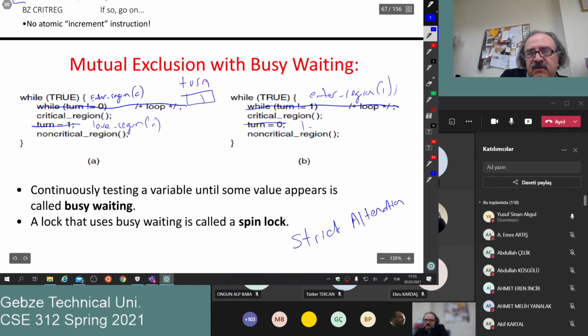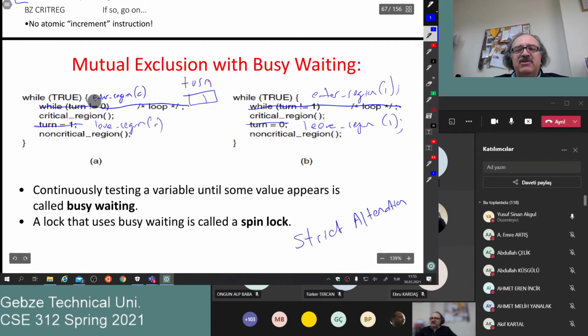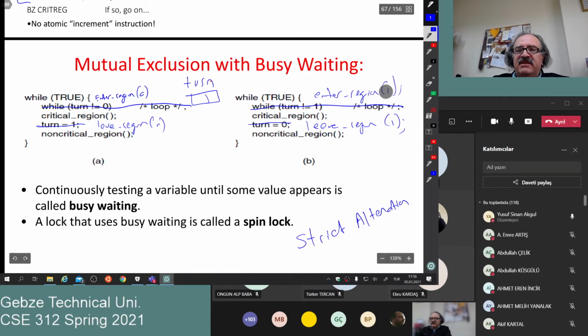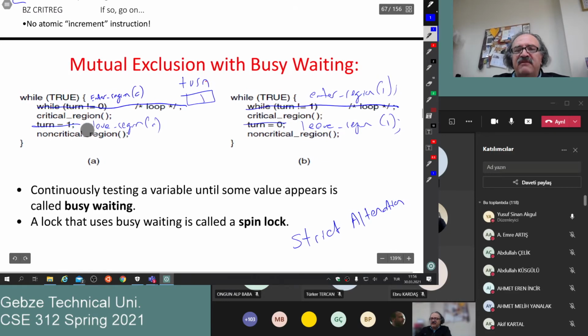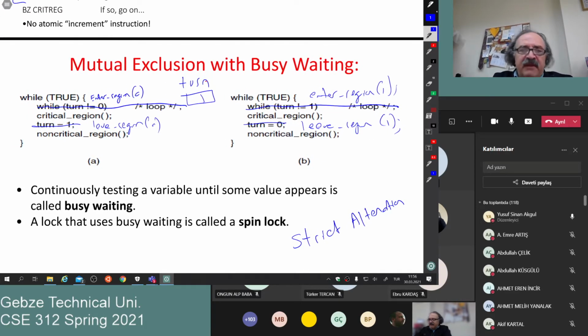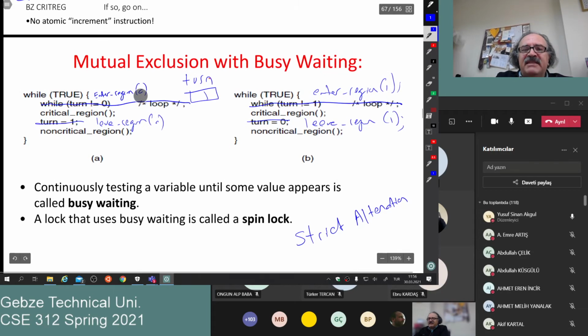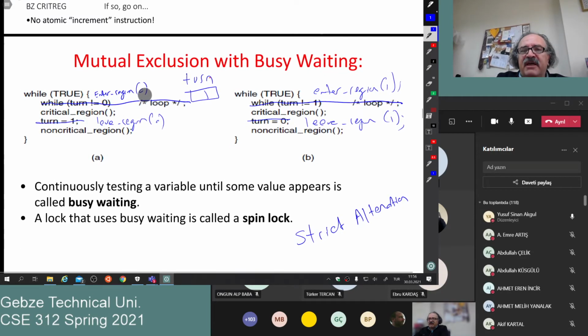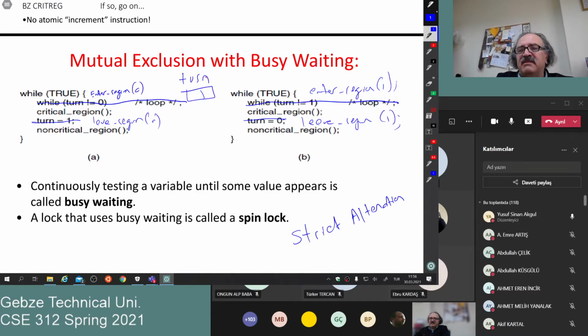0, leave region 1. So this one says that process 0 is entering the critical region, process 1 is entering the critical region, process 0 is leaving the critical region, process 1 is leaving the critical region. If somebody else is in the critical region, this will be blocked in here. Okay, similar here. That's the idea.